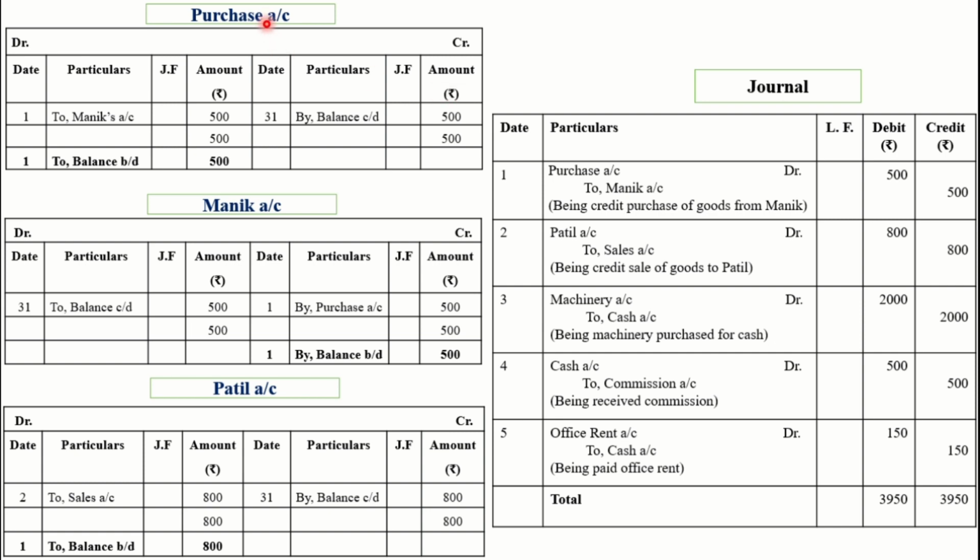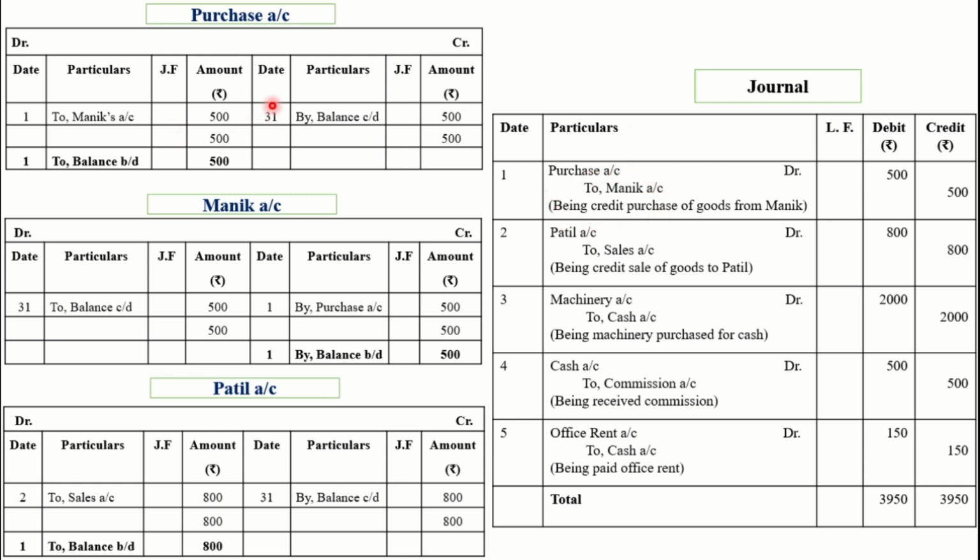Okay, purchase account. Here on first date, purchase account entry is on debit side. That transaction's credit account, we record on the debit side. That is date first, to Manik's account rupees 500. Now is there any other purchase account entry? No. There is only one transaction in which we observe the purchase account.